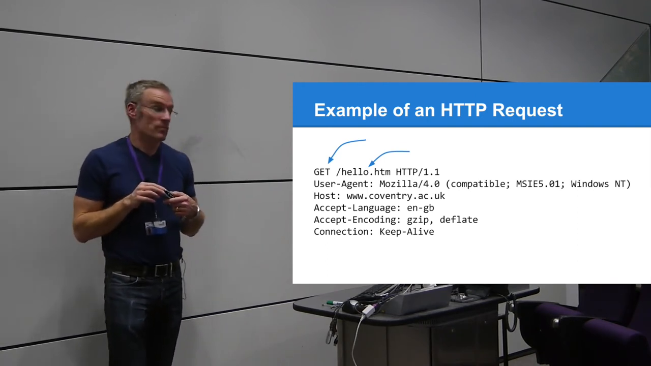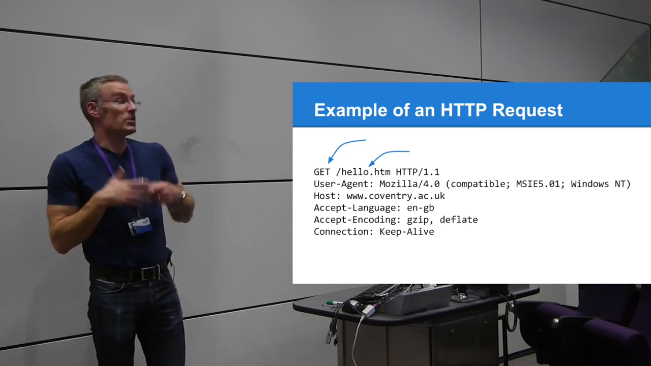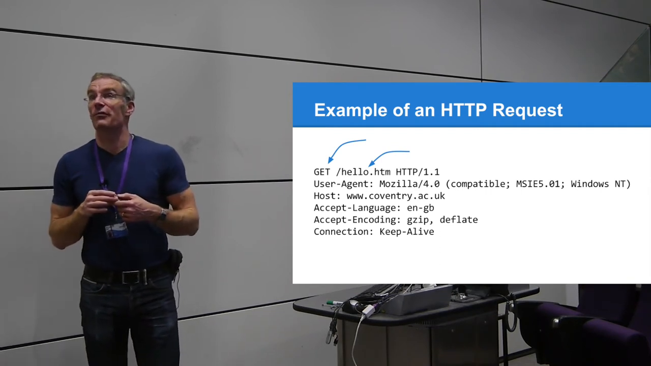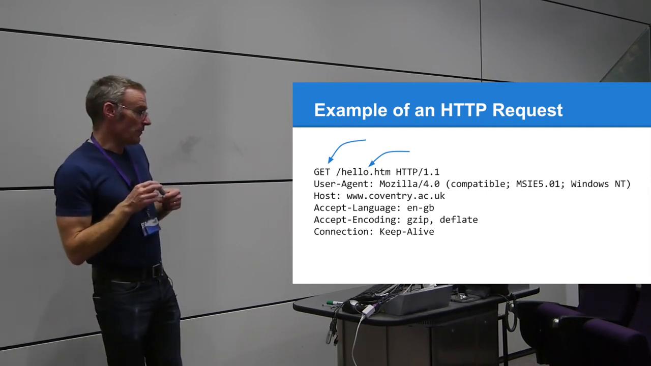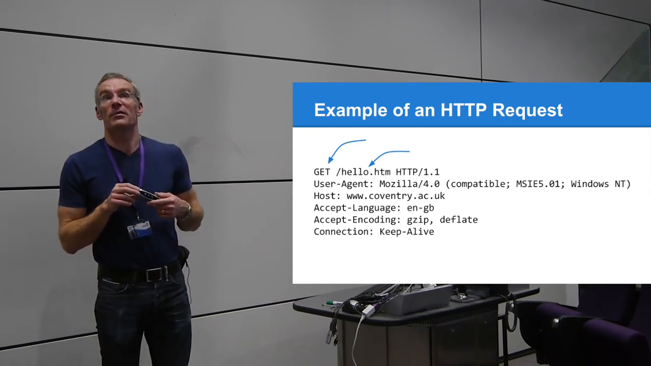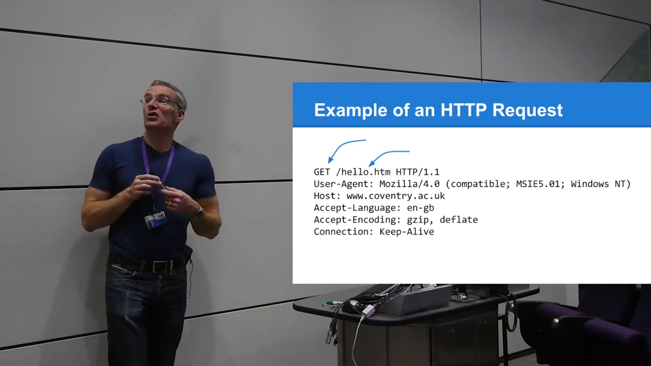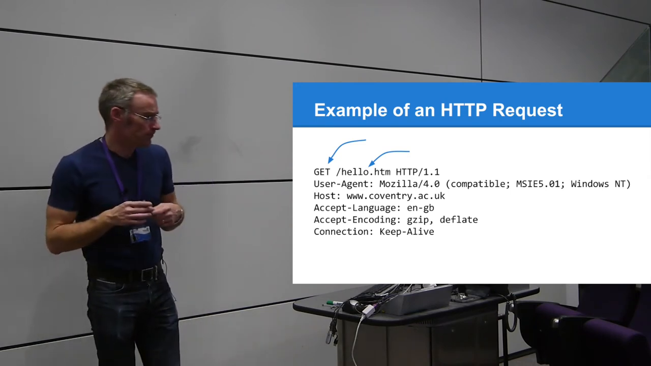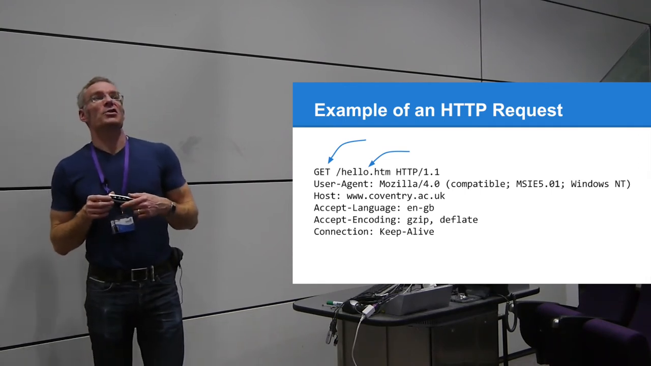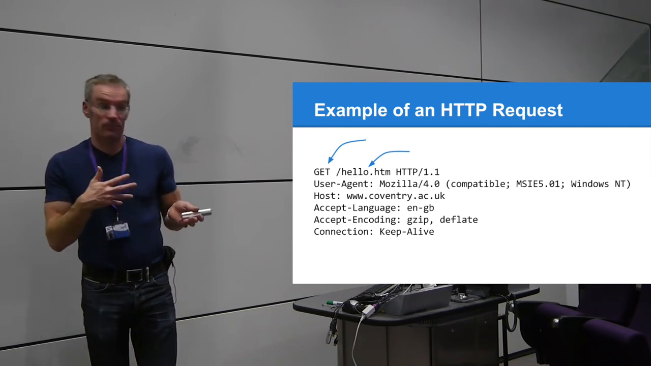You see that there? The user agent is the browser that's been used to make the request. The host is the server that's being requested from. So it's saying, send me the file www.coventry.ac.uk/hello.htm. Use HTTP, use version 1.1, which is the current version, and accept language: the client is using English. So if there's multiple versions to send, send the English version.